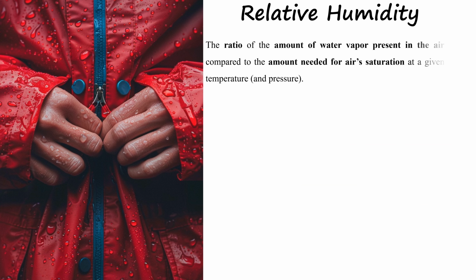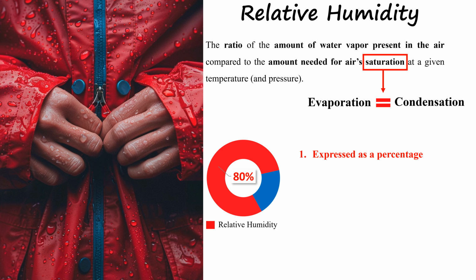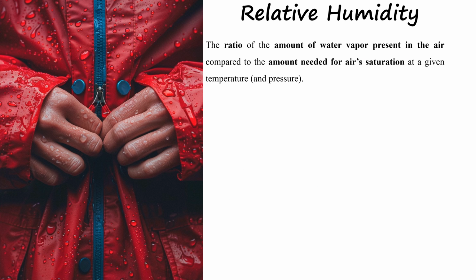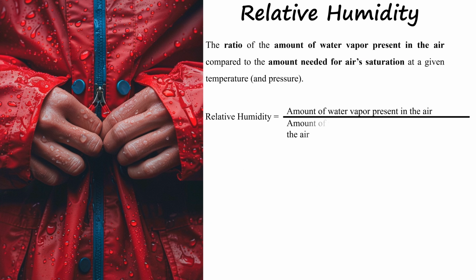Relative humidity is the ratio of the actual water vapor in the air to the amount needed for saturation. The air is said to be saturated if the rate of evaporation equals that of condensation. A few key points need to be noted for relative humidity. It is expressed as a percentage, it shows how close the air is to saturation, and it doesn't directly measure the water vapor content. Using the definition, we can express relative humidity mathematically.